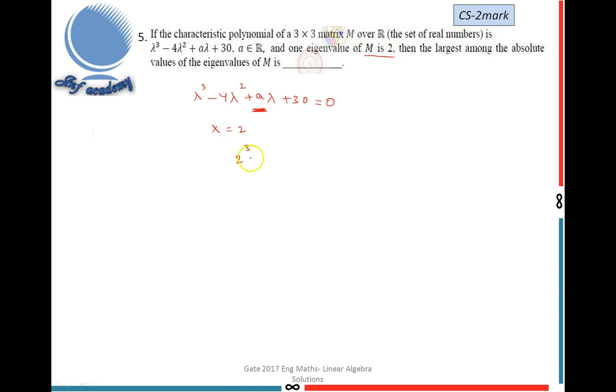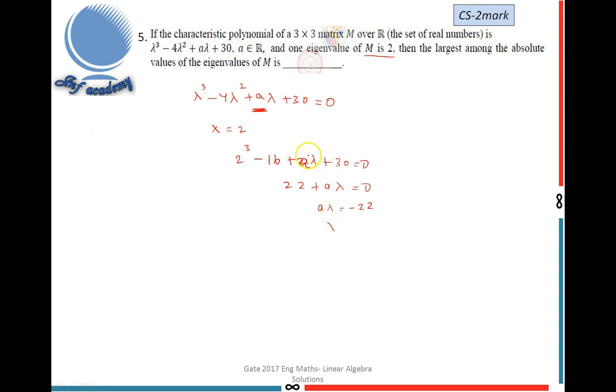2 cube is 8, minus 2 square 4, 4 fours are 16, plus 2 lambda, A lambda, plus 30 equal to 0. 2 cube is 8, 8 minus 16 plus 30. Finally, I got 22 plus A lambda equal to 0. A lambda equal to minus 22.